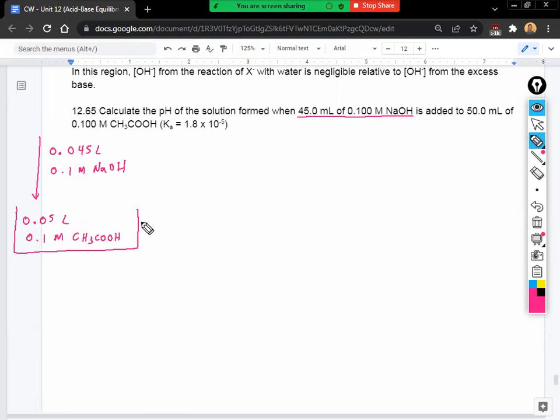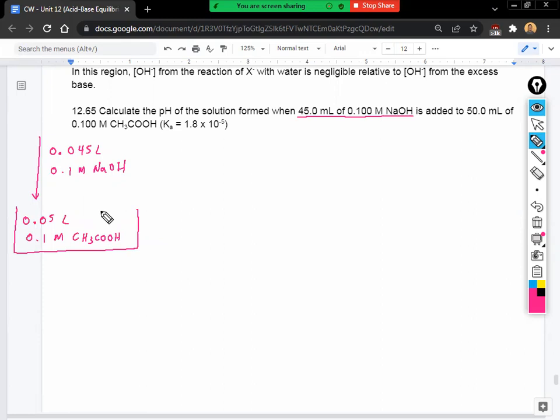All right, so far so good? Okay, what I want you to do is calculate the moles of both of these. I want you to figure out how many moles of base we have in the system, and how many moles of acid we have in this system. That's the first thing we want to do. So take about 40 seconds, should be pretty quick.